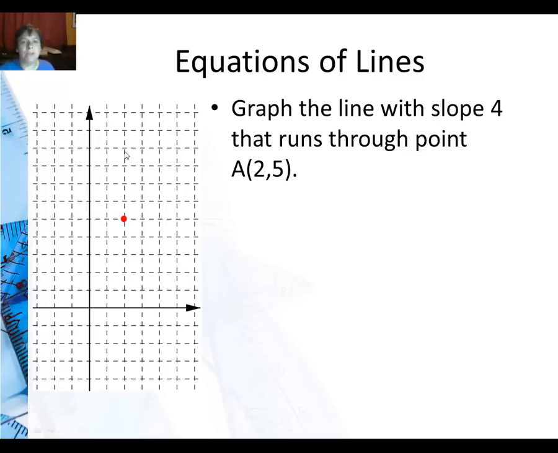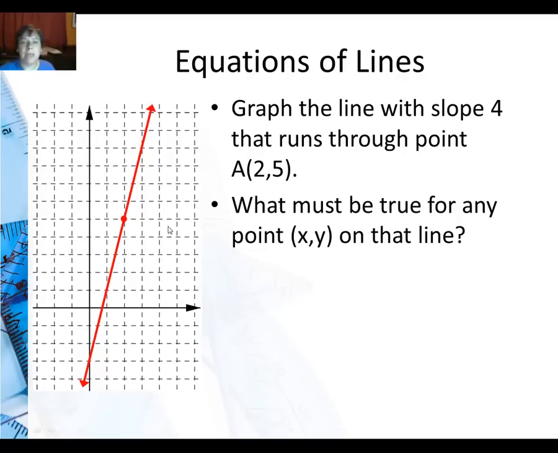And then my next point, because it's a slope of 4, I need to do a rise of 4 and a run of 1. Up 4, over 1. And so my line looks like this. So what must be true for any point (x, y) on this line? Well, the slope must be 4. The slope doesn't change. It's always going to be 4 on a line. So rise divided by run is 4.